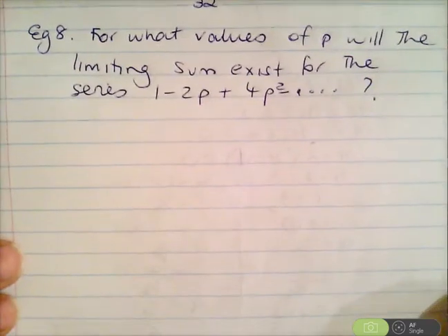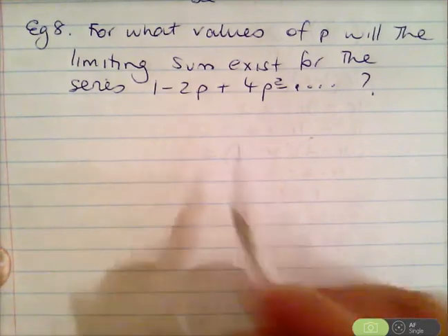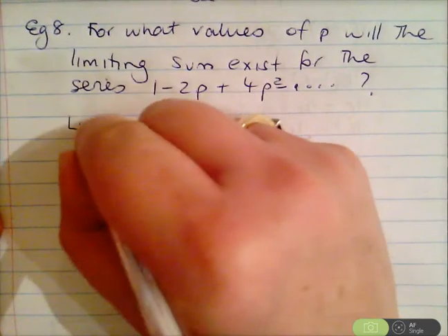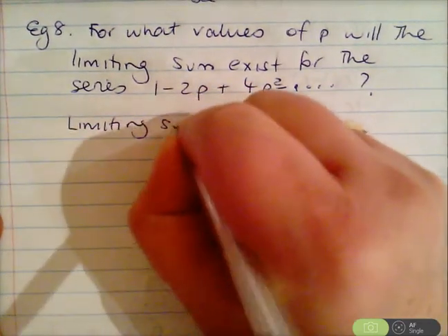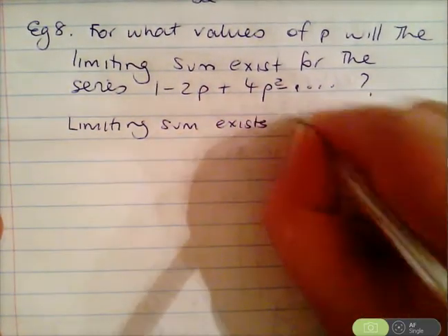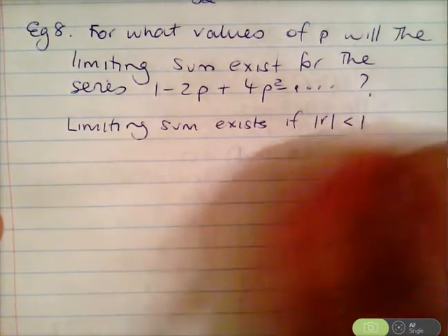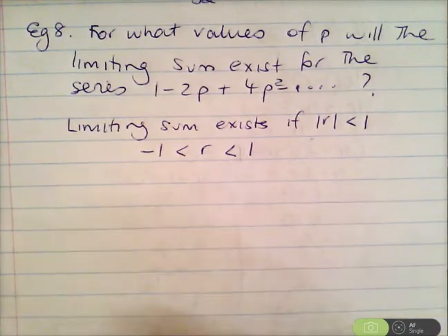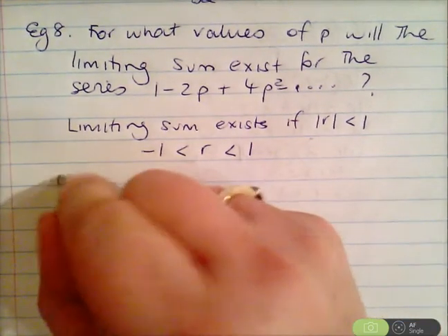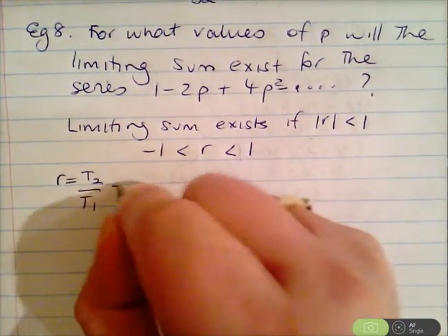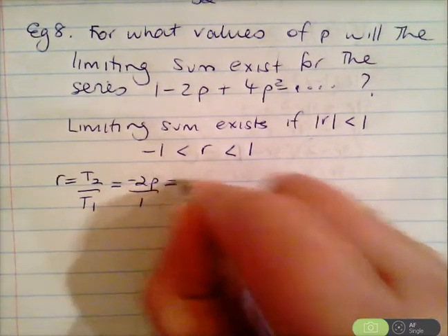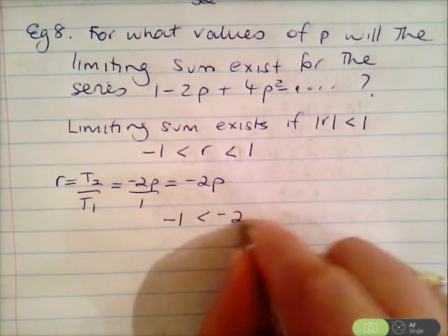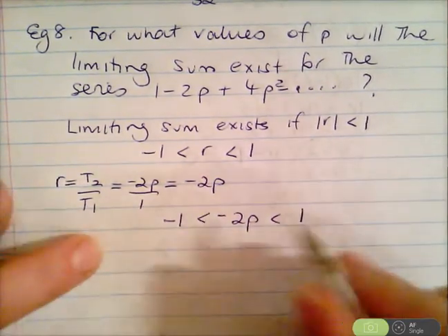For what values of p will the limiting sum exist for this series? Now, we know that a limiting sum exists if the absolute value of r is less than 1. In other words, that r lies between -1 and +1. So r is t2 over t1, which is -2p over 1, which is -2p. So therefore we've got -1 is less than -2p, which is less than 1.